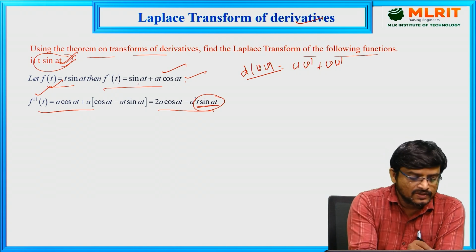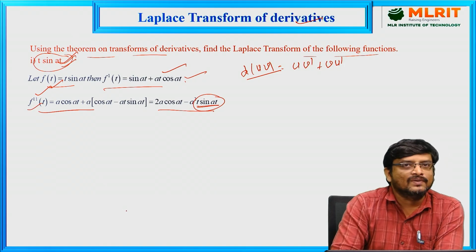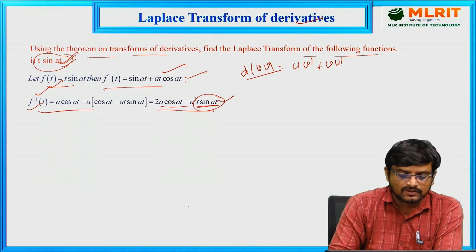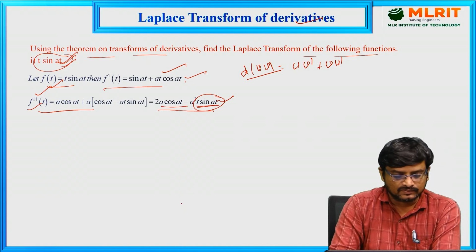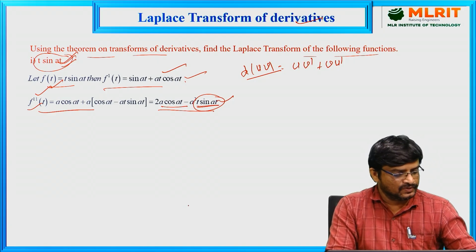In the first derivative we don't have t sin at, so I came to the second derivative, f double dash of t, and we got this value. In this we have the function t sin at, which is given in the problem. So now use this and get the value here.